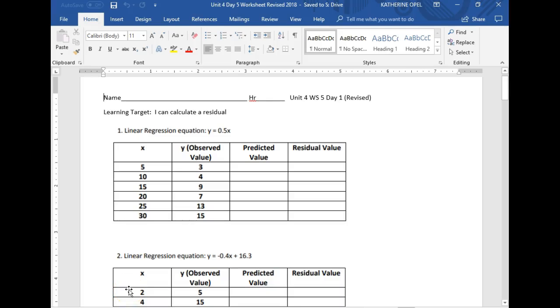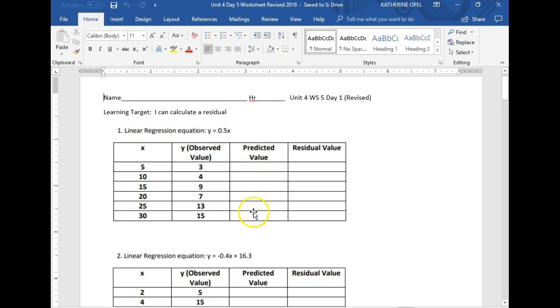Okay, yesterday in class on November 13th, we talked about how to find a residual. So this is the goal right here. I can calculate a residual. What we did is we started with an X column and a Y column. For each X value, there's an observed Y value. The next thing that we did is we said we need to figure out the predicted value.